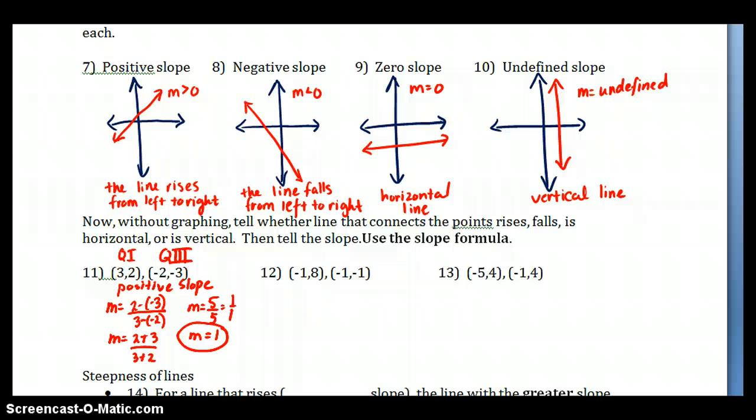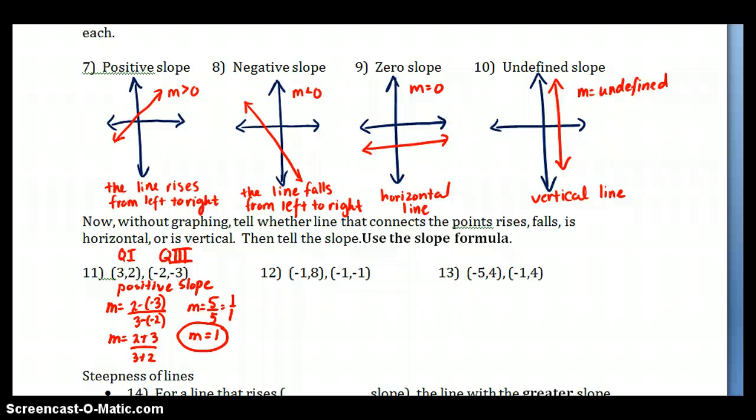2 plus 3 is 5. The denominator is 3 plus 2, that's 5, so it's 5 over 5, which simplifies to 1 over 1. So it has a rise of 1 and a run of 1, and it's got positive slope. And when we write it in an equation, it would be simply m equals 1.